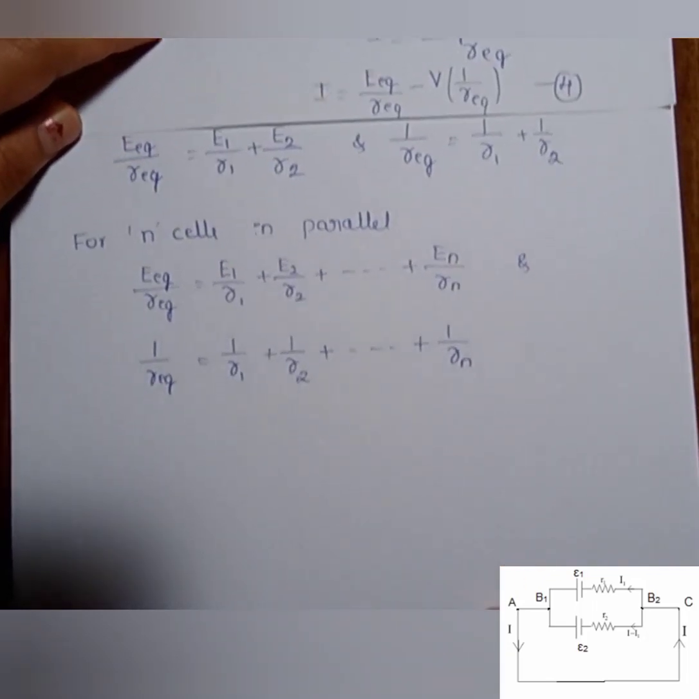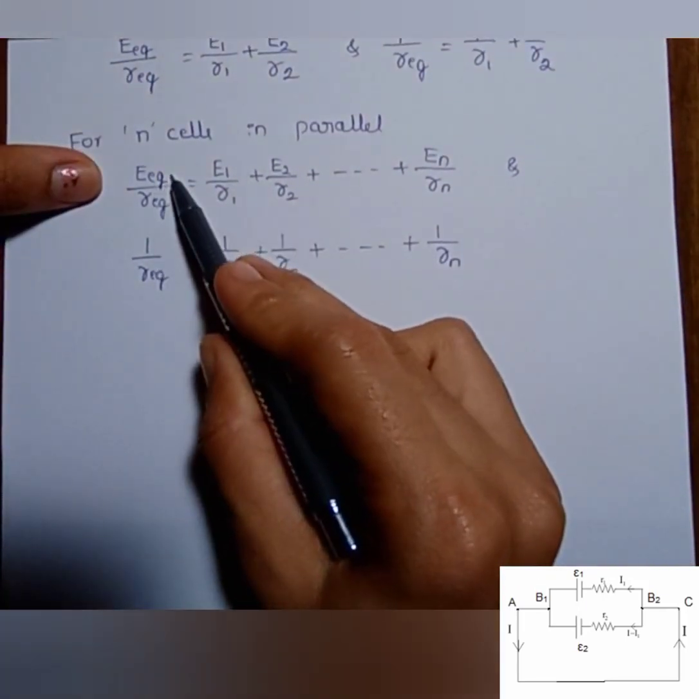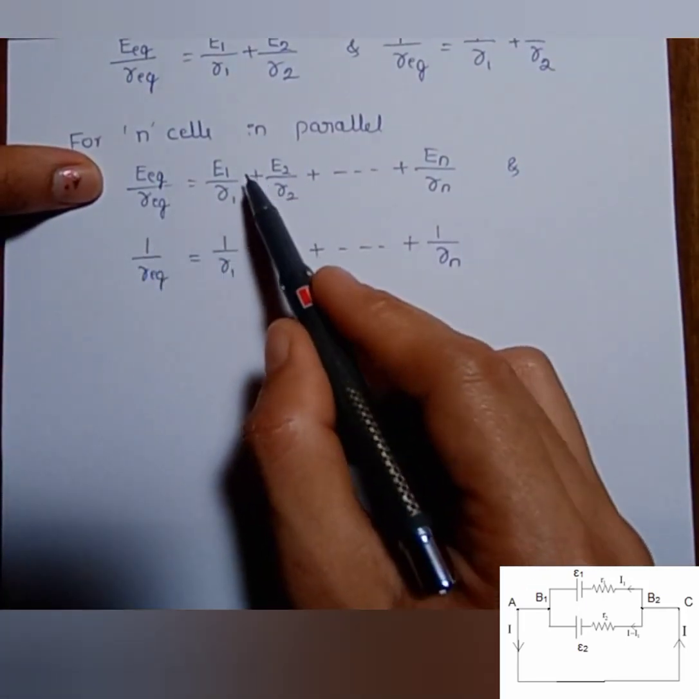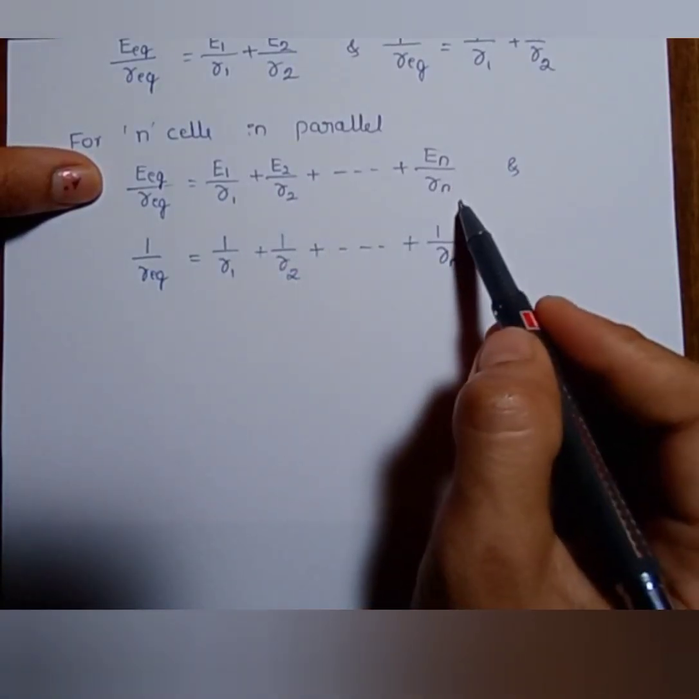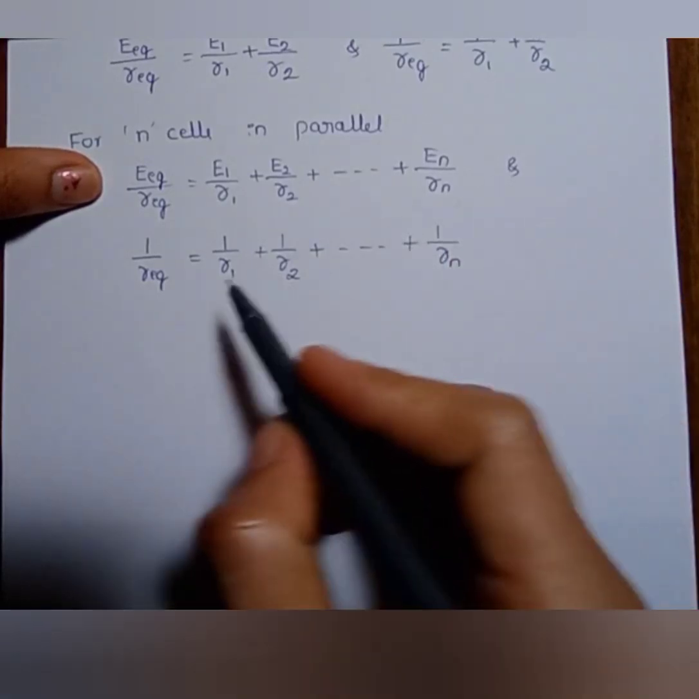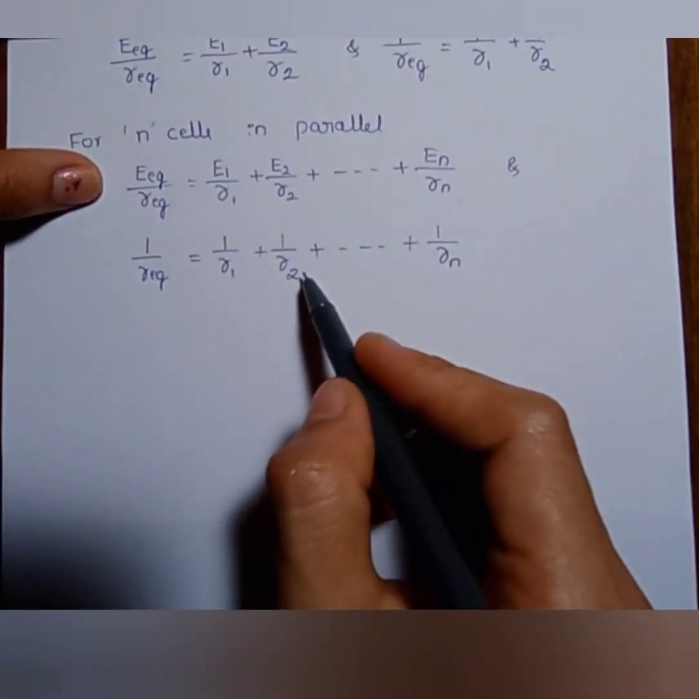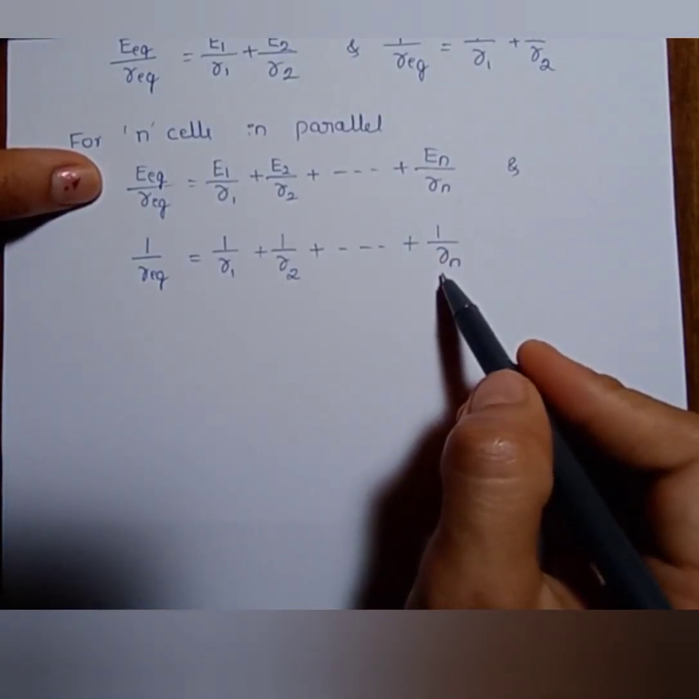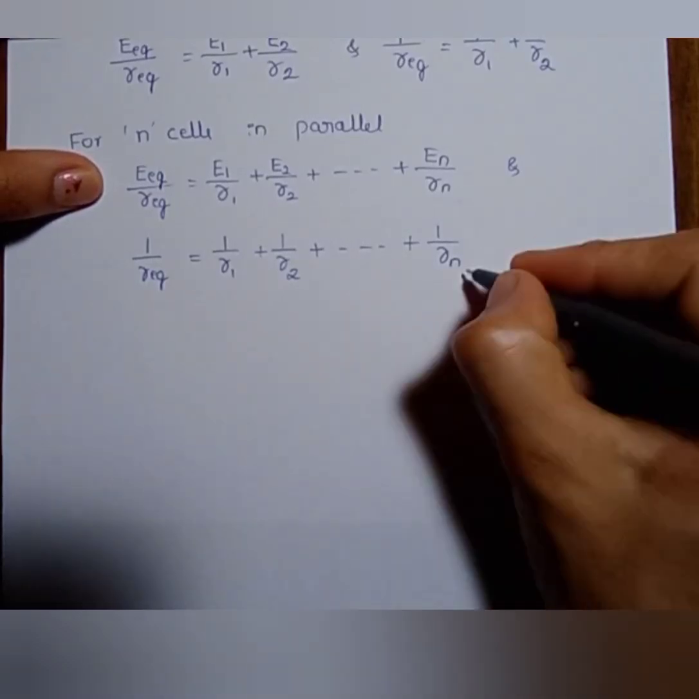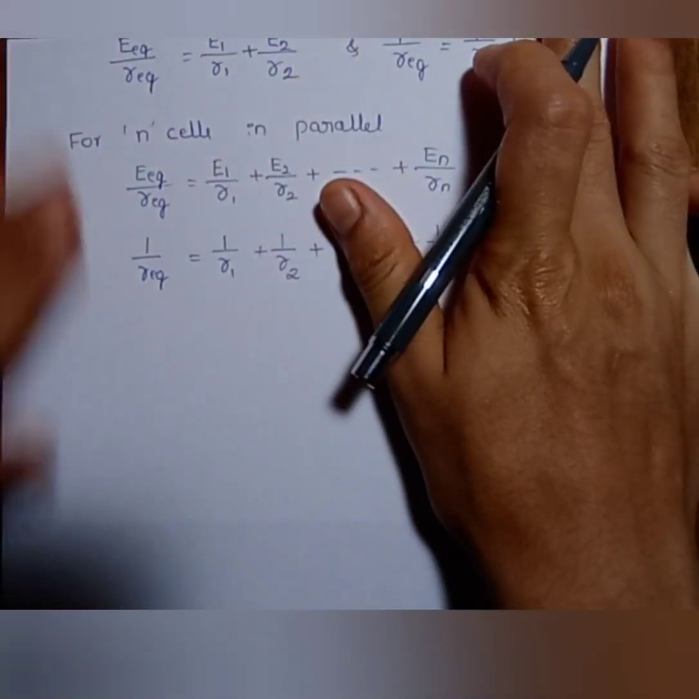For n number of cells which are connected in parallel, what can we write? E equivalent by R equivalent is equal to E1 by R1 plus E2 by R2, and so on up to En by Rn. And internal resistance 1 by R equivalent is equal to 1 by R1 plus 1 by R2 plus so on up to 1 divided by Rn. And this derivation is also important for 5 marks.